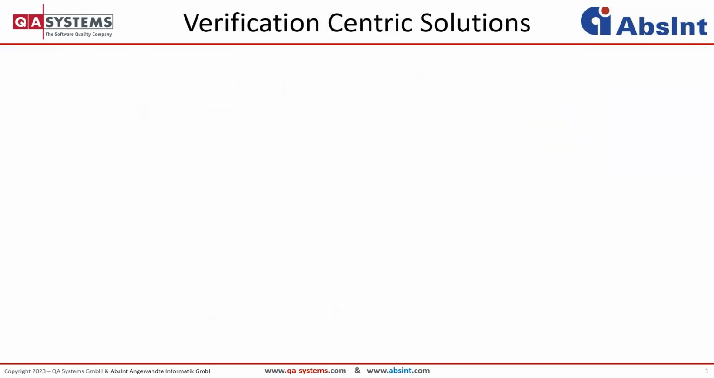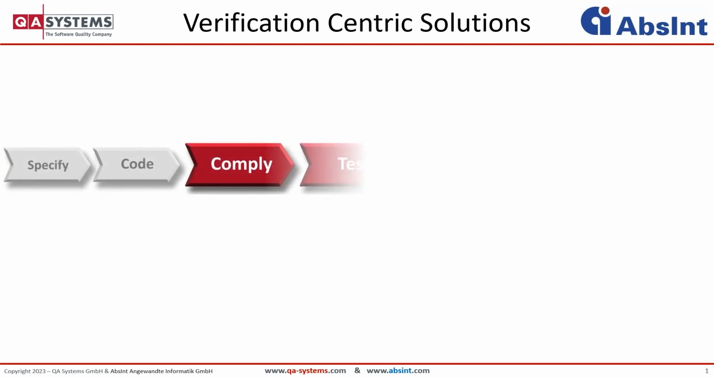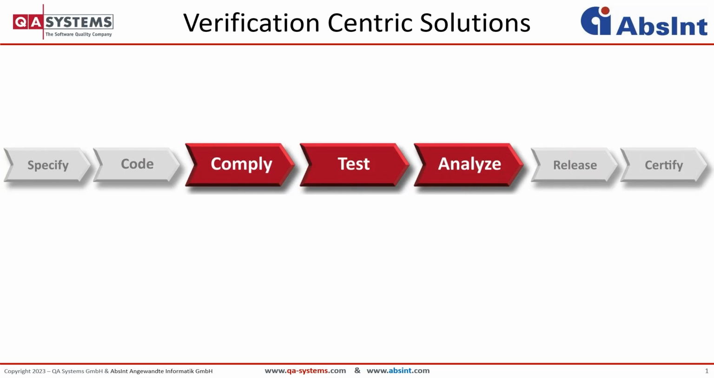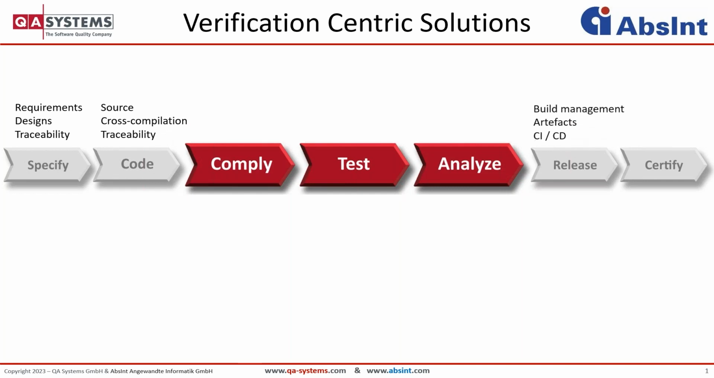QA Systems and AbsInt tools provide verification-centric, static and dynamic solutions to accelerate your software standards compliance activities. Placing these solutions in a linear development flow, starting from specify, defining requirements or designs, and being able to link these to tests for traceability, through code implementation and build, ending with release, managing the software to ship, and of course certify both developed software and the processes and tools used.